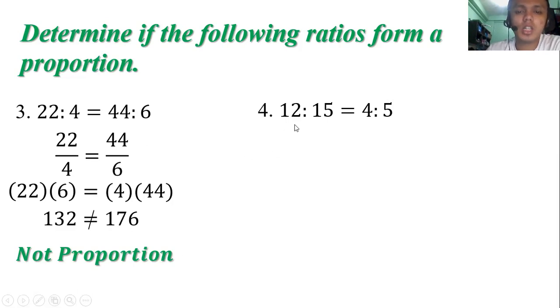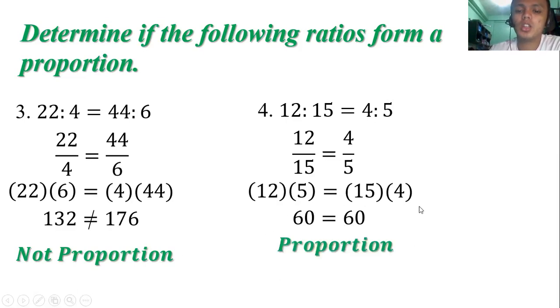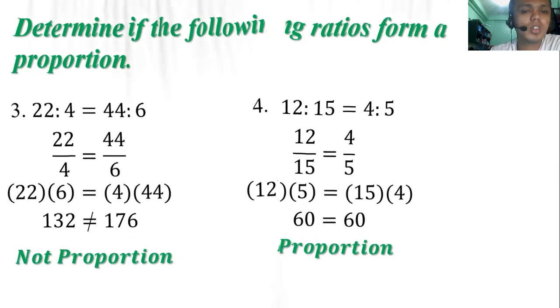Number 4: we have 12:15 is equal to 4:5. Write it in fractional form. Cross multiply. 12 times 5 is equal to 60. 15 times 4 is 60. They are equal. Therefore, it is a proportion. That is all we will do to determine if the given two ratios are a proportion or not.